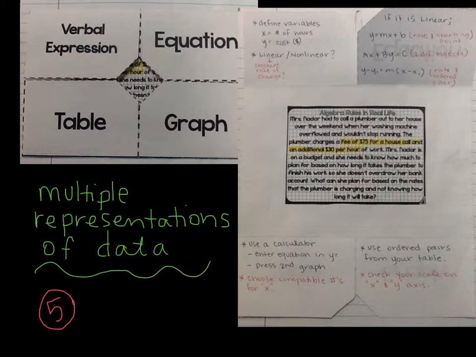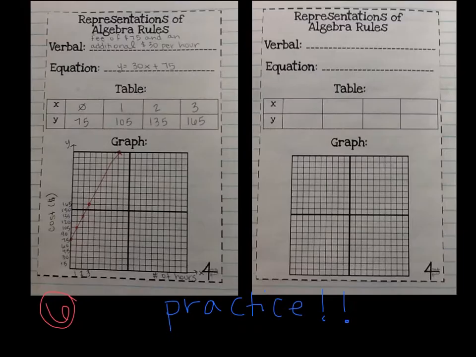And then on the page right next to it, we actually did the work. So if you notice, you have this representations of algebra rules glued in on page 6, and this is where we did the problem that was in the foldable. So we pulled out our verbal model, we wrote our equation, we made a table of values utilizing our calculator, and then we created a graph.